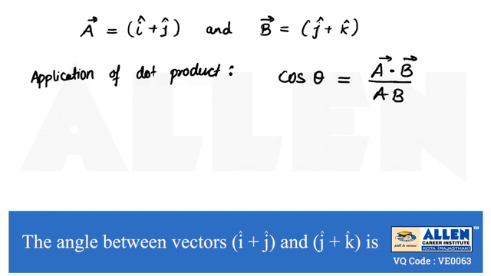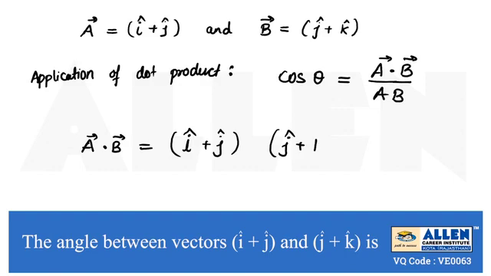So for solving this one, we will first calculate dot product of these two vectors. So vector is i plus j, that is a vector, and another one is j plus k, that is b vector. So we will use dot product for finding angle. So first we will calculate this value, and for calculating this one we can use a conclusion in which coefficients of i cap, j cap and k cap can be directly multiplied.